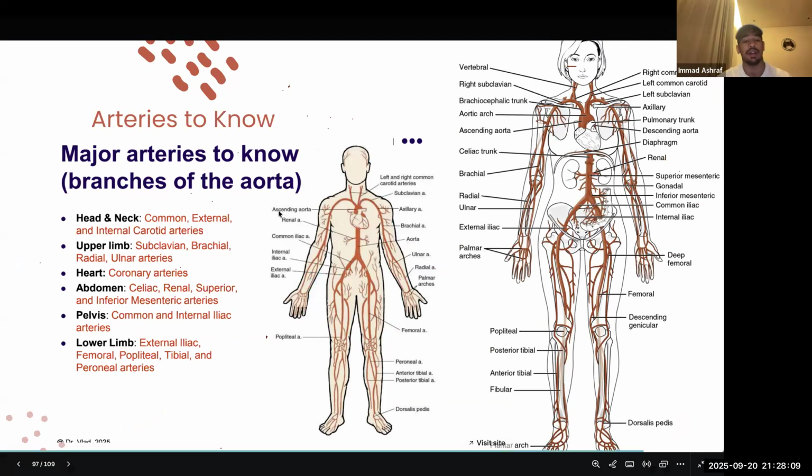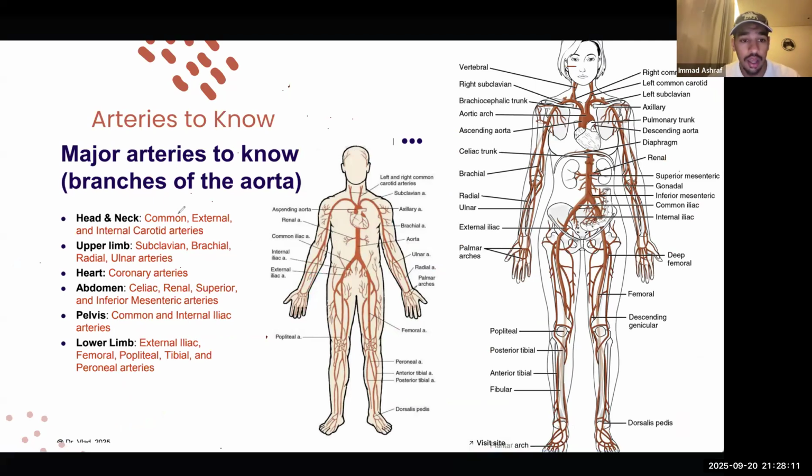You have some arteries that are very important for you to know. So basically, when the aorta comes out, you have the ascending aorta, right? It comes out of the left ventricle. You have an aortic arch, and then you have the descending aorta. Now you have a brachiocephalic trunk, and the brachiocephalic trunk has coming out from it a common carotid artery. This common carotid artery goes upwards. You can see the diagram.